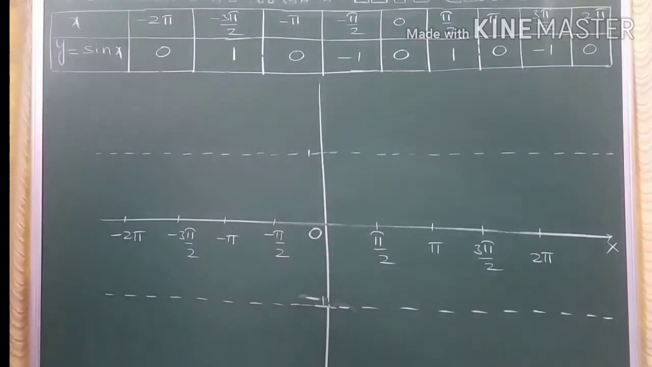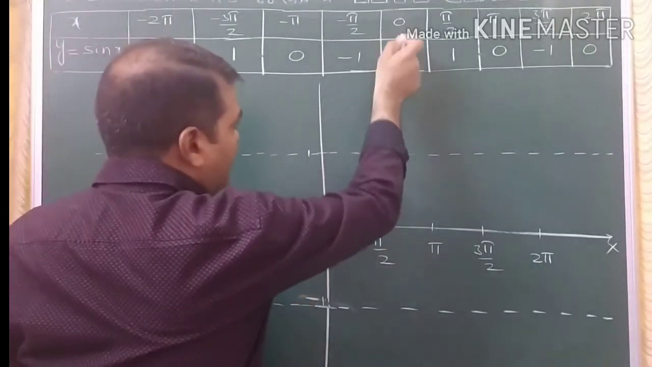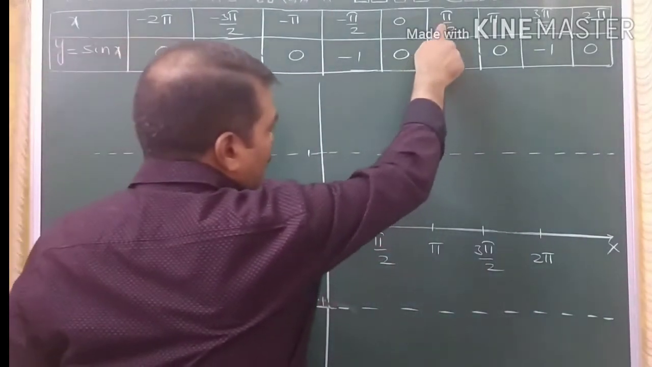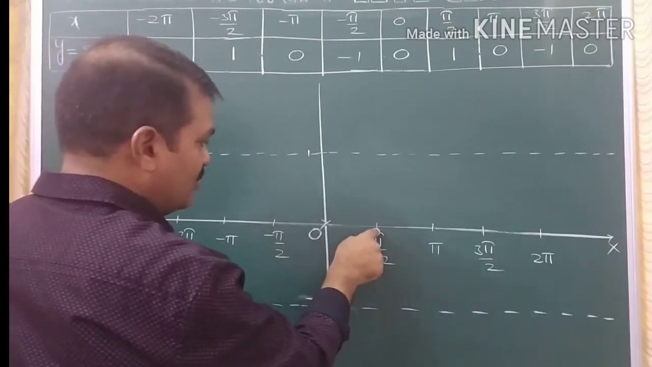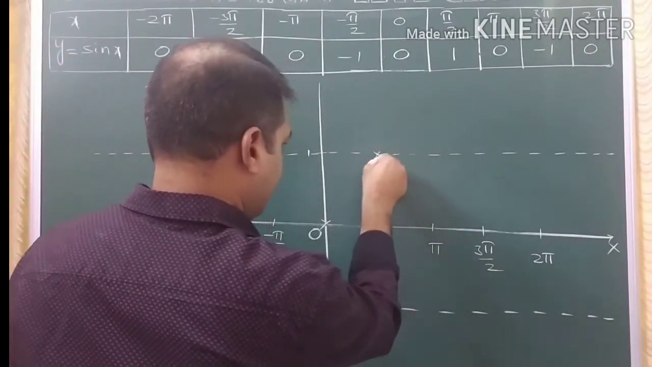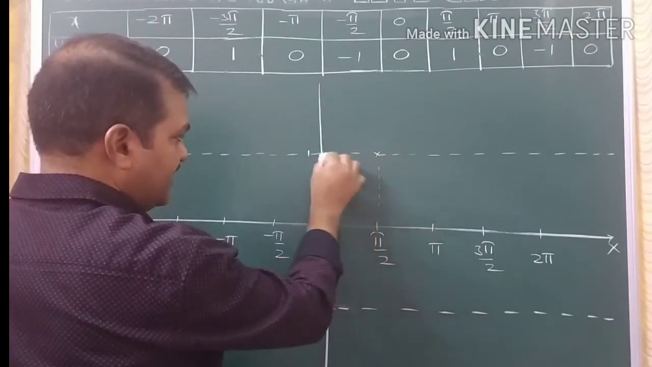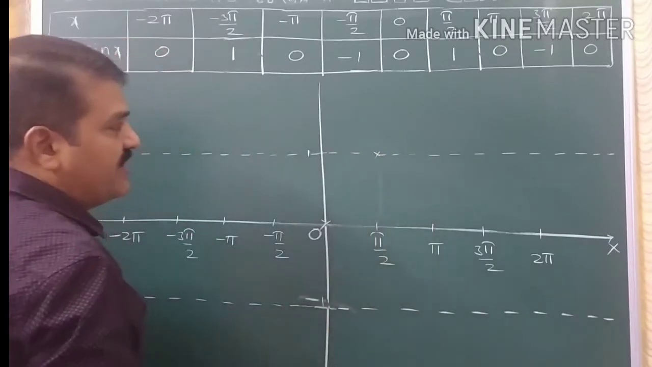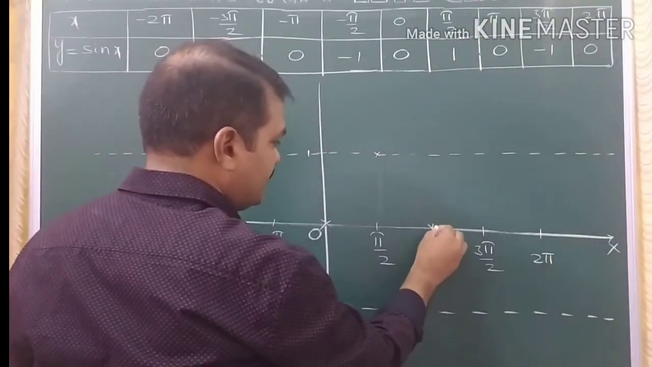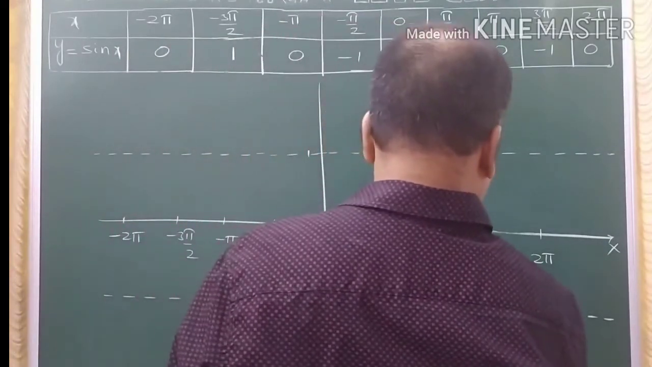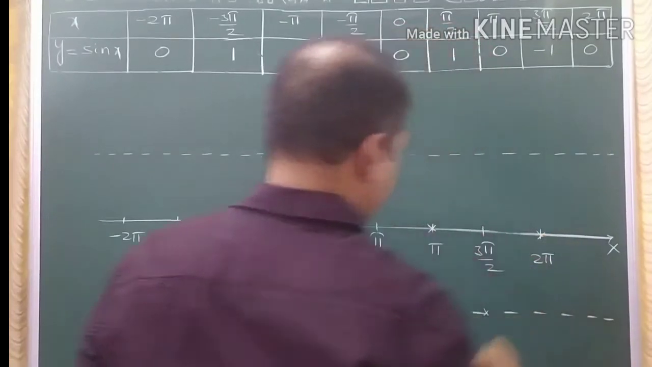Now let us plot the ordered pairs x comma y. First, when x is 0, y is 0, meaning 0 comma 0, the origin. When x is pi by 2, y is 1, so I will take the point somewhere here. When x is pi, y is 0. When x is 3 pi by 2, y is minus 1. When x is 2 pi, y is 0.